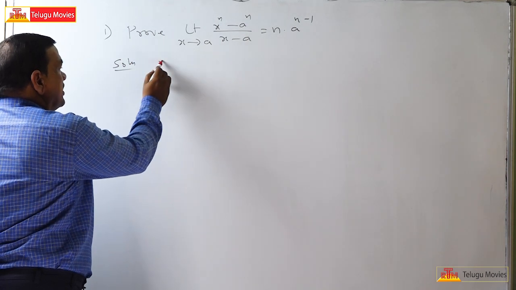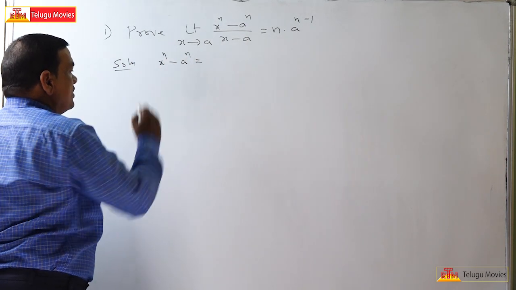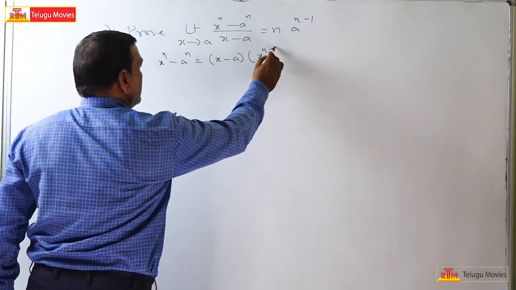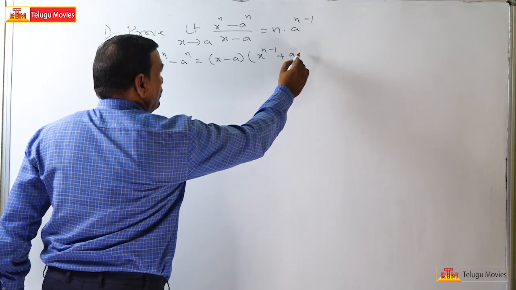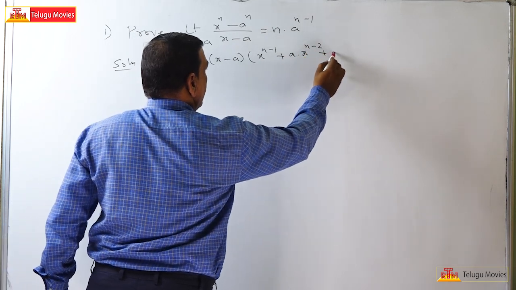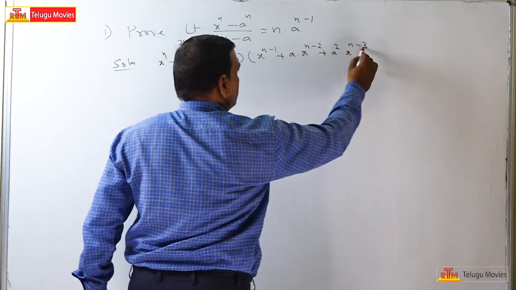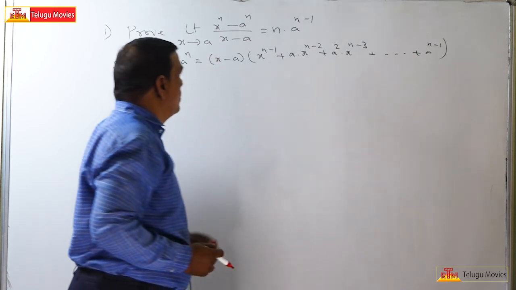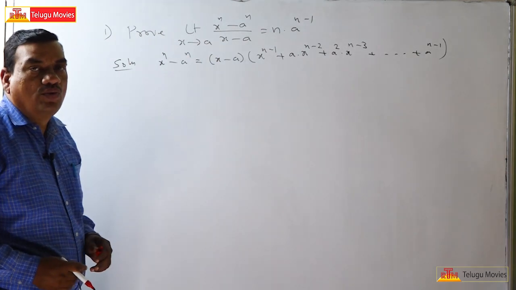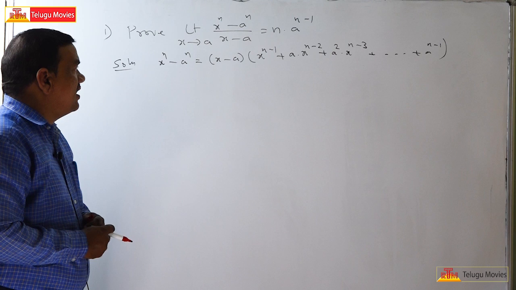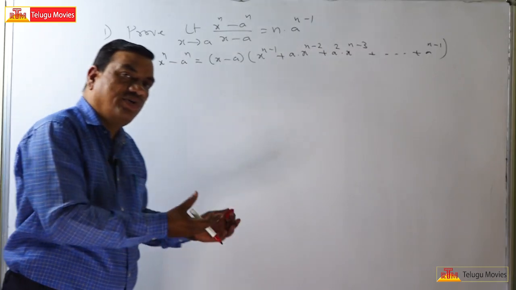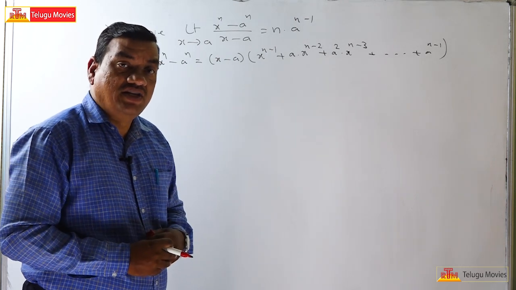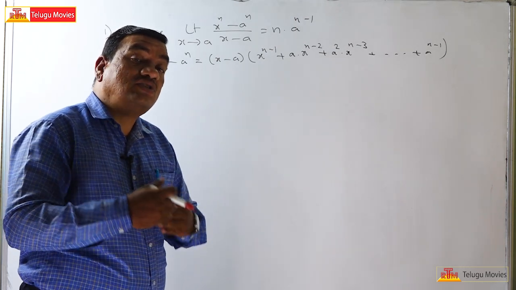Let us take x^n − a^n equal to, by the formula, (x − a) times (x^(n−1) + a·x^(n−2) + a²·x^(n−3) + and so on up to a^(n−1)). Afterwards we take x − a to the left hand side, apply the limit x tends to a on both sides, and we will get the solution. It is a very easy method, comparatively, which I am going to teach.